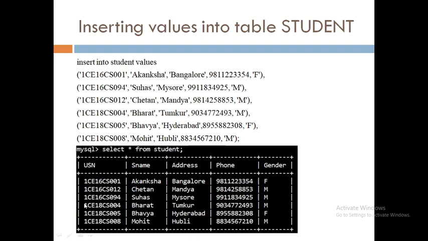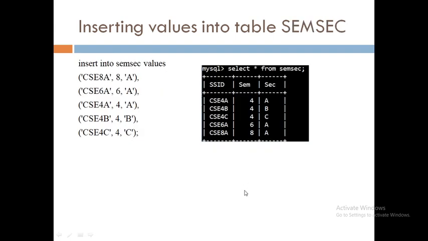Okay, so now insert the values to each table. I'll just go to the next slide because we have already seen how to insert the values to the tables. So we are inserting the values to student and then SEM section. You remember, first you have to insert the values to student and SEM section. After that you can insert the values to class or subject. Then you have an IA marks table, and to that you can insert the values.